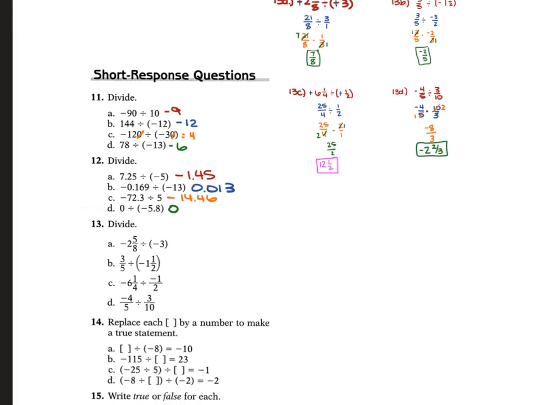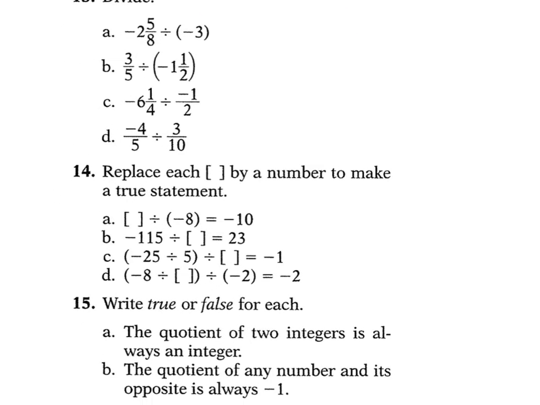For 14, it says to replace each bracket by a number to make a true statement. So for A, we have something divided by -8 is equal to -10. That's going to have to be 80, a positive 80. For B, we're given -15 divided by something is equal to 23. So if we divide these two, we get 5. A negative divided by a positive is a negative. That's not what we get. So a negative divided by a negative is going to have to be a -5.